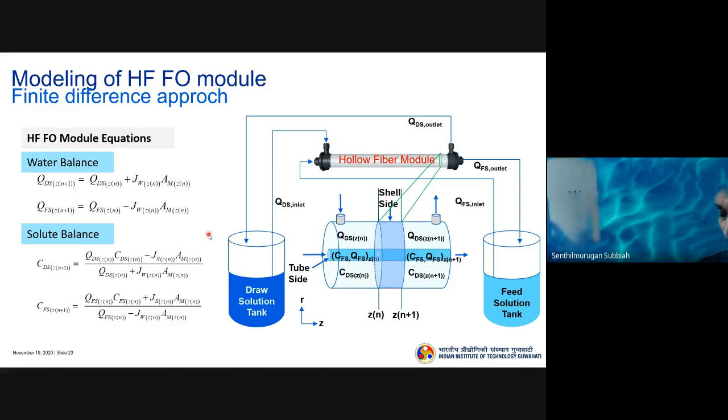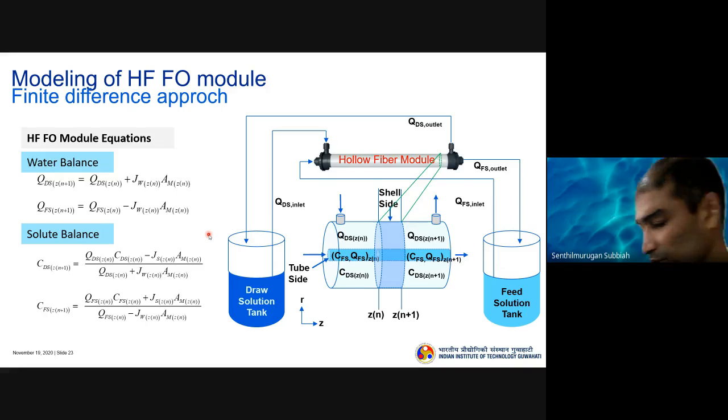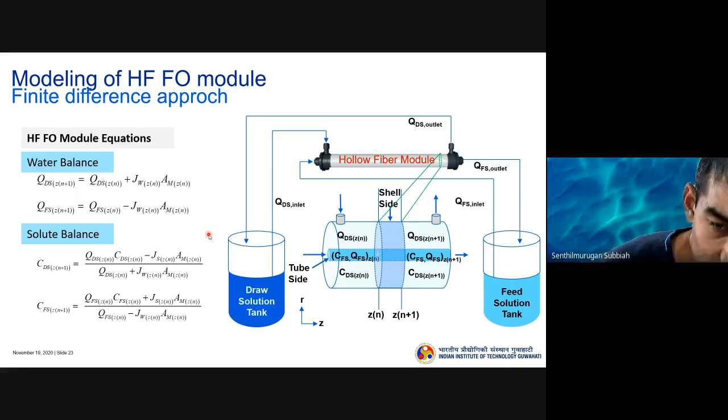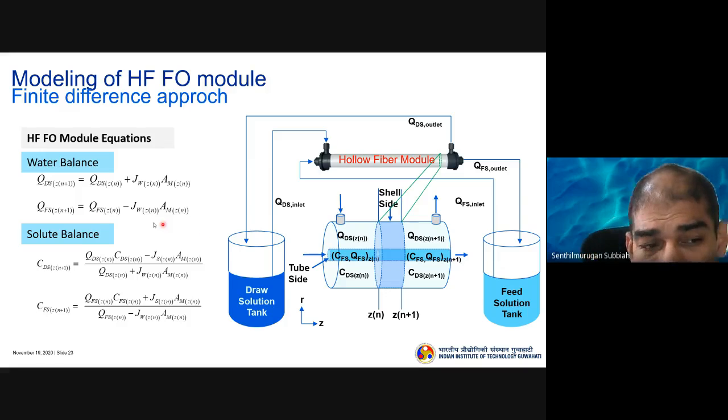We are not looking for a dynamic model. The reason is very simple. The module which we are using in this is of very small capacity. This small capacity requires a considerably short residence time, so we are trying to simplify the model as a steady state system.